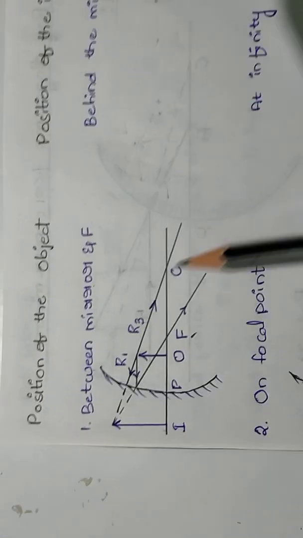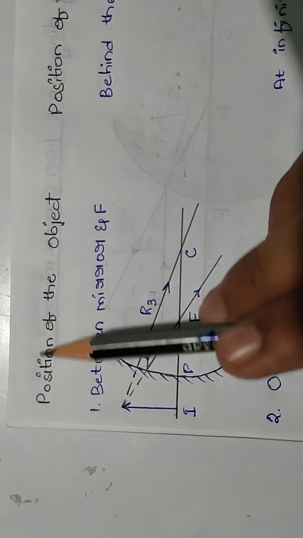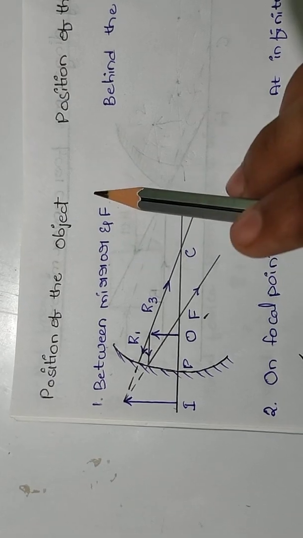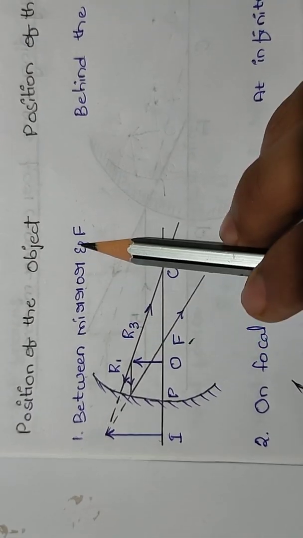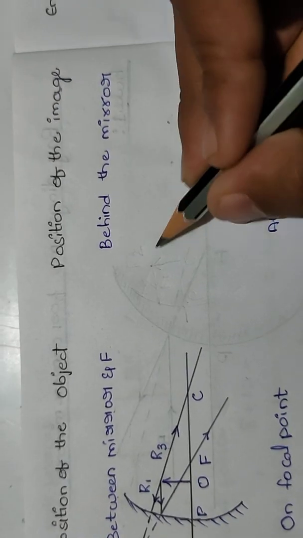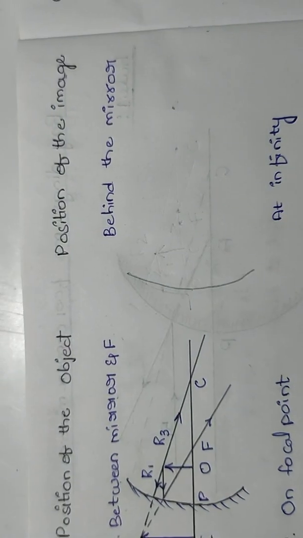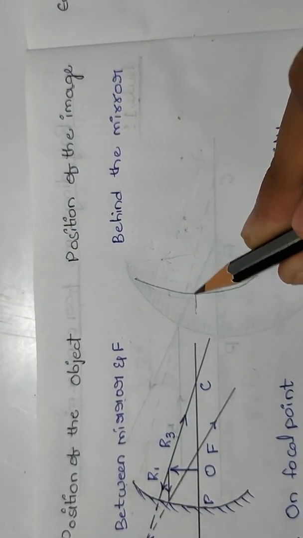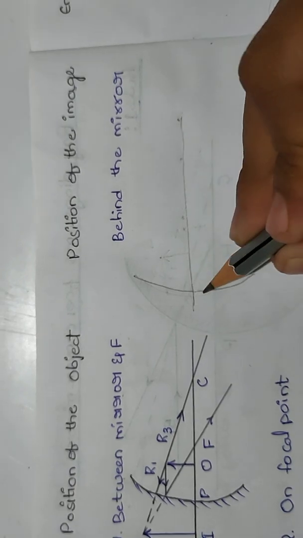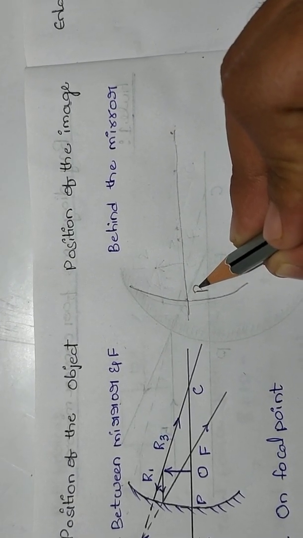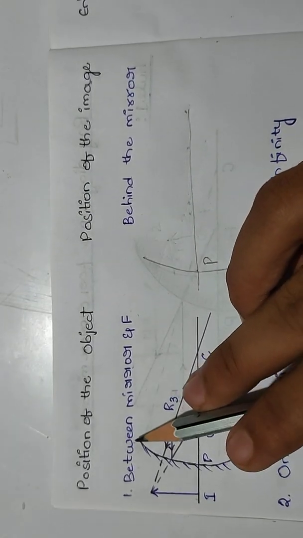So let us go with the first question. The position of the object would be in the middle of the mirror and the F, between the mirror and F. So this is my clear diagram. I'll just draw one more diagram to explain. Let us consider this is my mirror, this is my principal axis, and this is my pole P.